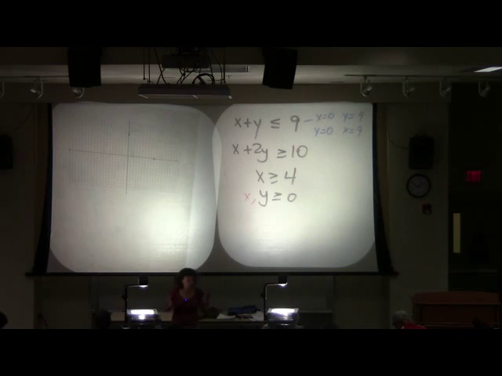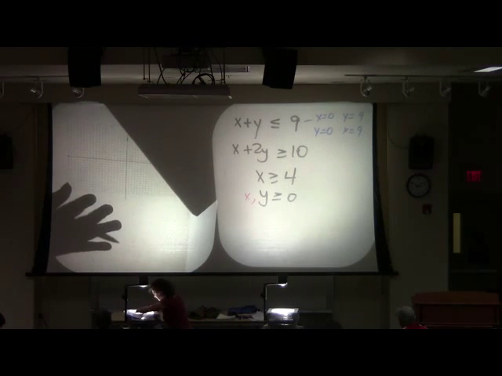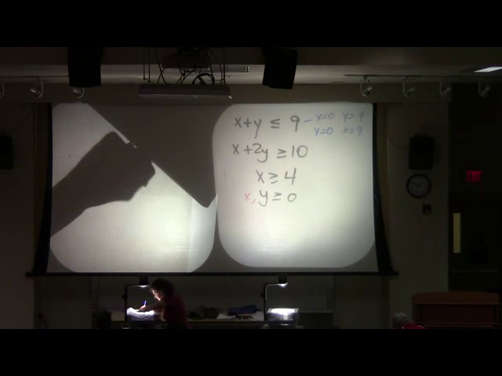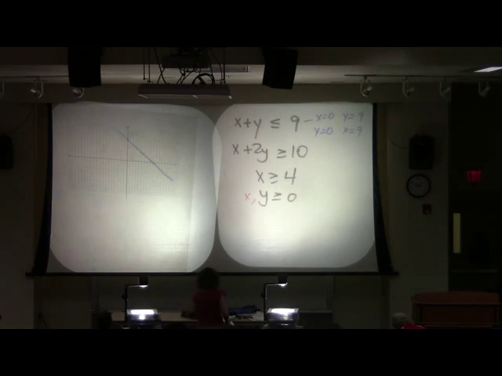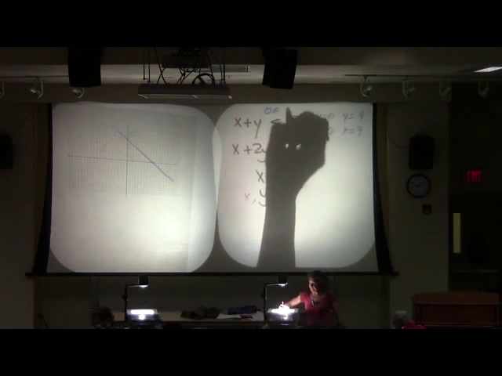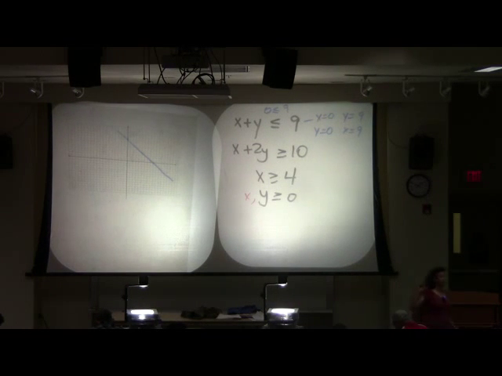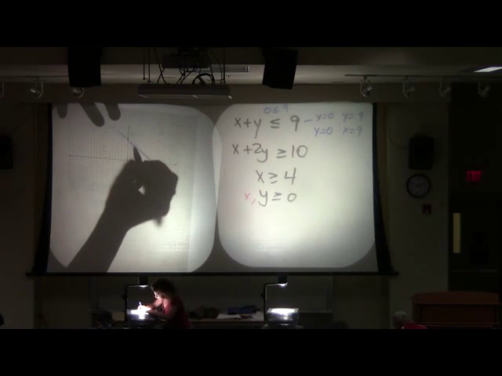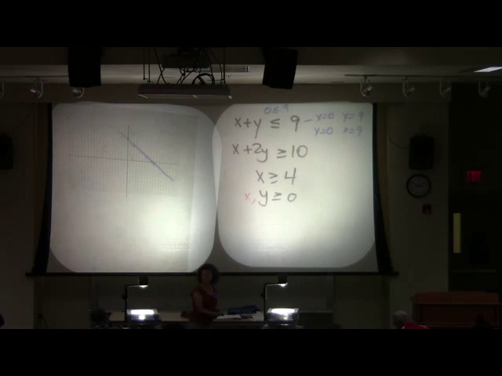Okay? Do you all agree I'm going to connect them with a solid line? Yes. All right. I'll make it as straight as I can, but it's not like this pen is very fine pointed. Okay. I need to take a test point. How about 0, 0? If I plug in 0, 0, don't I have the inequality 0 is less than or equal to 9? And I think you'd all agree that that is true. So I'm going to shade below that line. Questions on the blue line?